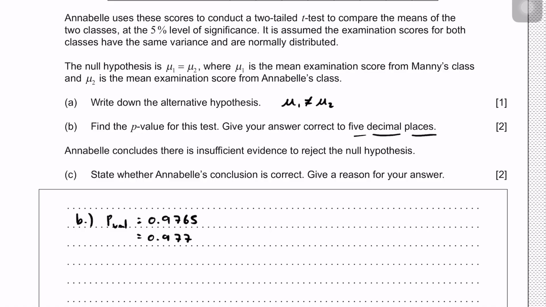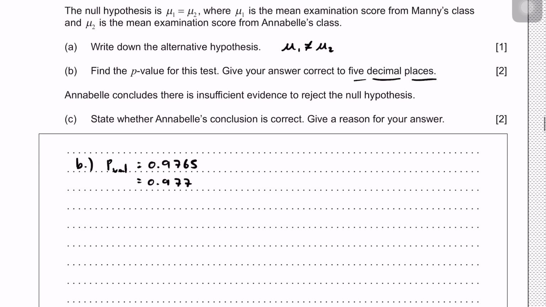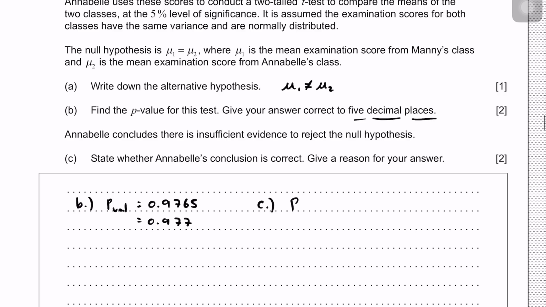All right. Annabelle concludes there is insufficient evidence to reject the null hypothesis. State whether Annabelle's conclusion is correct. Give a reason for your answer. Okay. So in this case, once again, we want to compare the p-value to p-crit, or the significance level here. So let's set up some comparison right here. I think it's a little strange that they ask us to essentially, again, compare p-value and critical value on the same test, but here we are all the same.